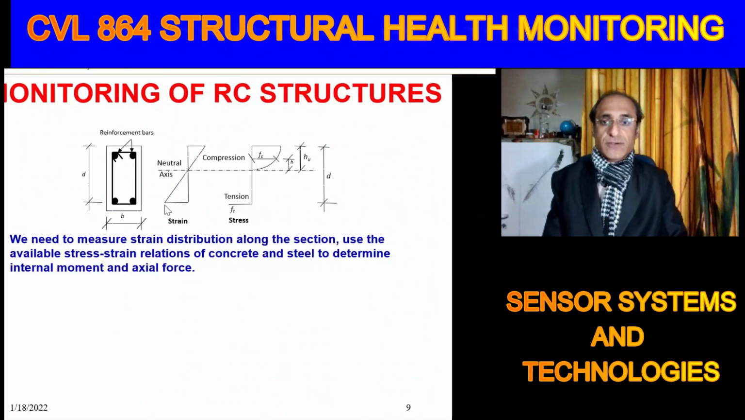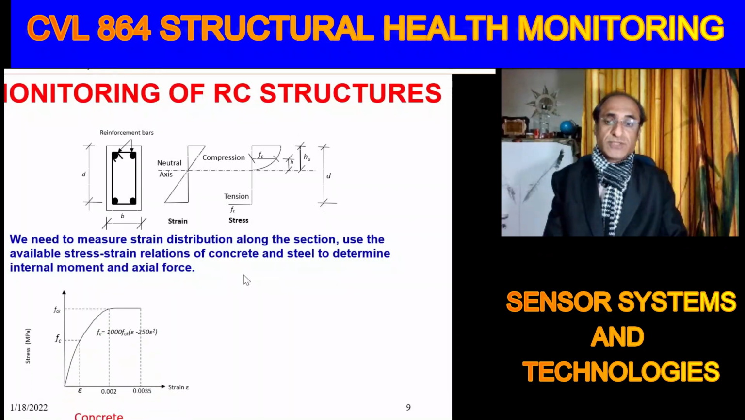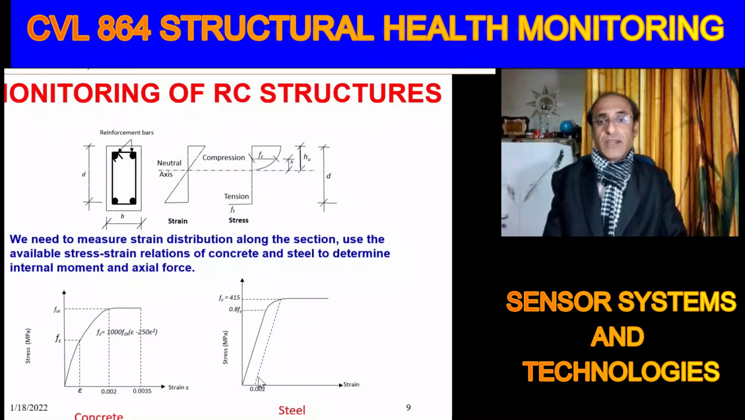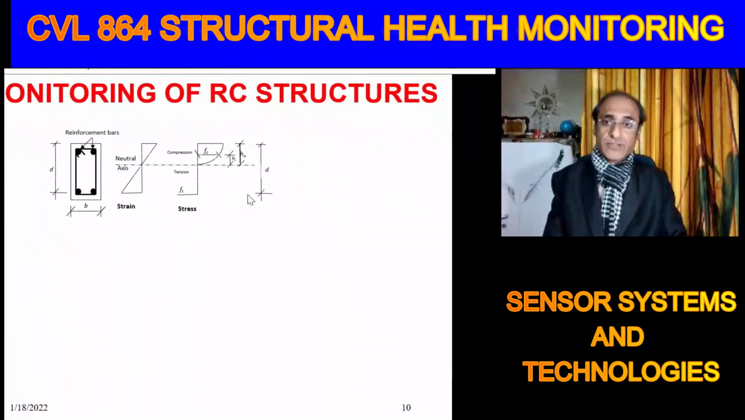If we do strain profiling, and we assume that strains along the depth are linear, then we can obtain these stress diagrams. And once we have these stress diagrams, based on the available stress strain diagrams of concrete and steel, then we have at our disposal the compressive and the tensile forces. And once we have the compressive and the tensile forces, it's just the algebraic summation of the two that will give us the axial force, and we just need to take moment of these forces, and that will give us the bending moment.